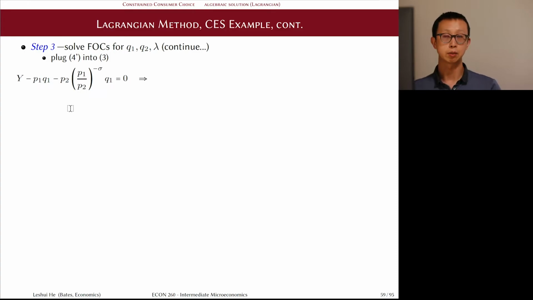And if we plug in that expression, this is what you see. This expression is exactly what we have just obtained in 4 prime, which is the expression for Q2 in terms of Q1 and the prices. So now what we can do is distribute the power of minus sigma onto P1 and P2 respectively.